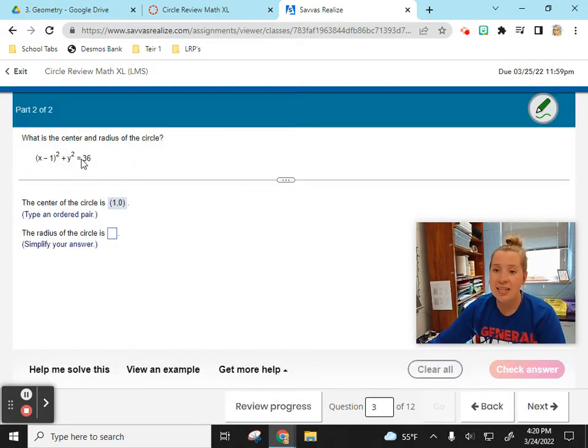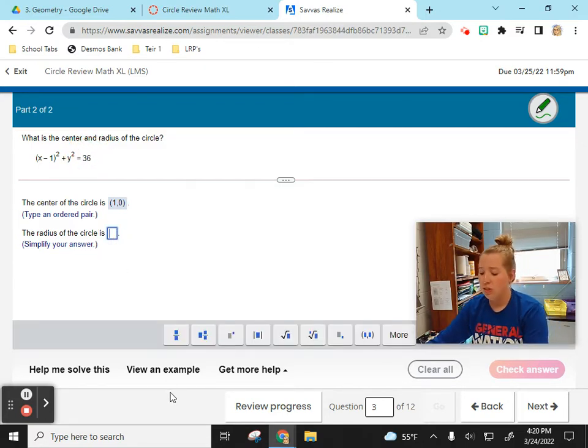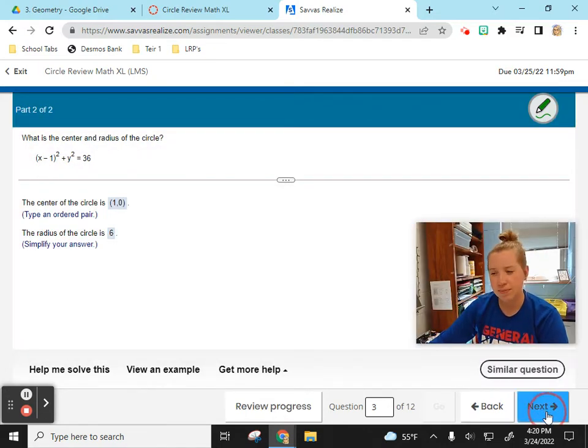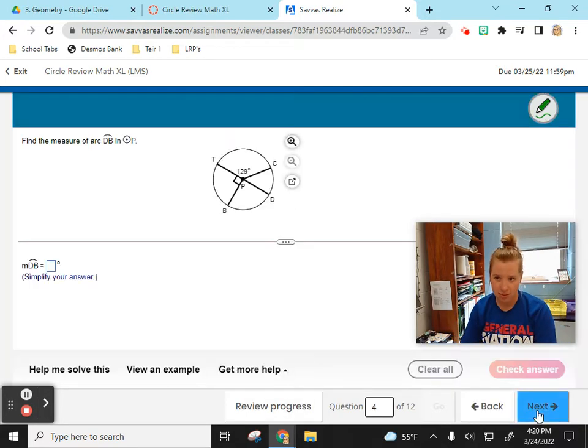And then last thing is the radius of our circle is this last number right here, the 36, but I got to take the square root of it. The square root of 36 is 6. And well done. I think that's my last question about the equations of circles.